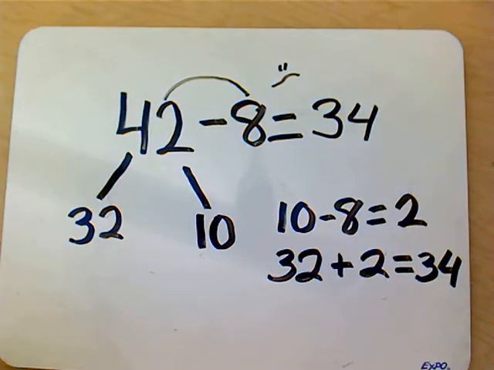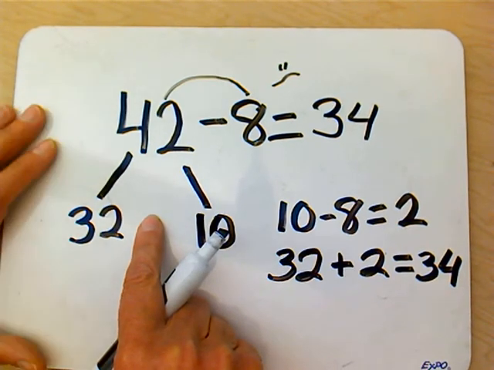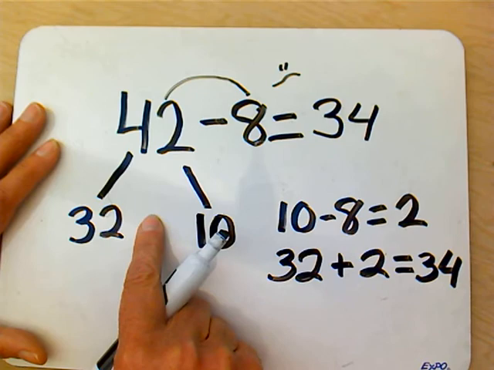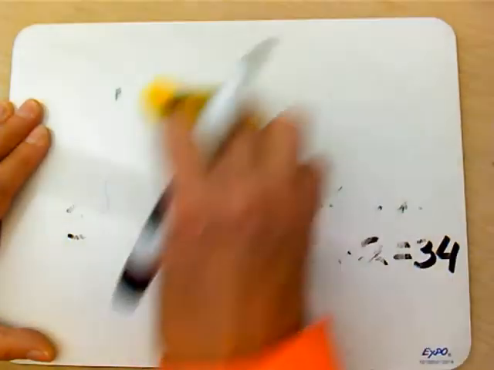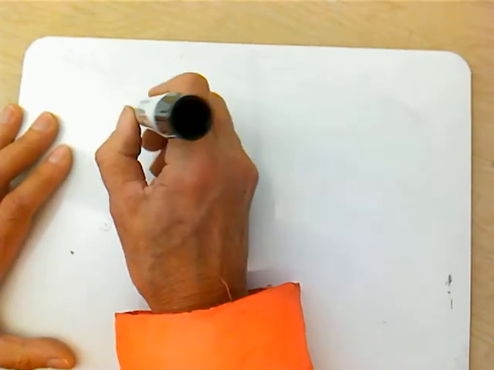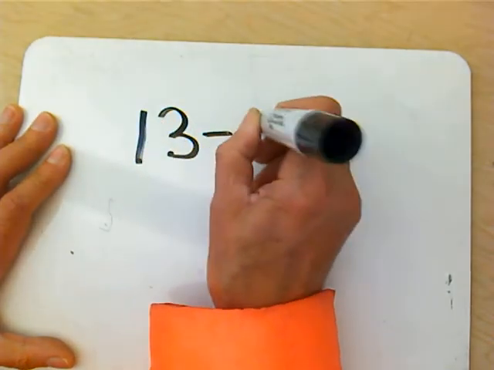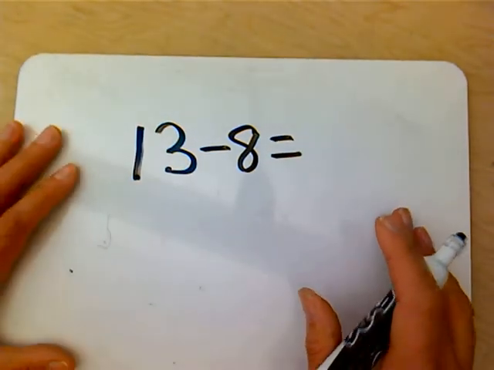Now, I know that's a little more complicated than what we were doing last week, because last week we were working with multiples of 10, and this time we're working with numbers that are not multiples of 10. But still, it's the same idea with just a little bit more thought process having to go into what we are doing. So let's do 13 take away 8. We're going to start with a really simple one here as we learn this concept.